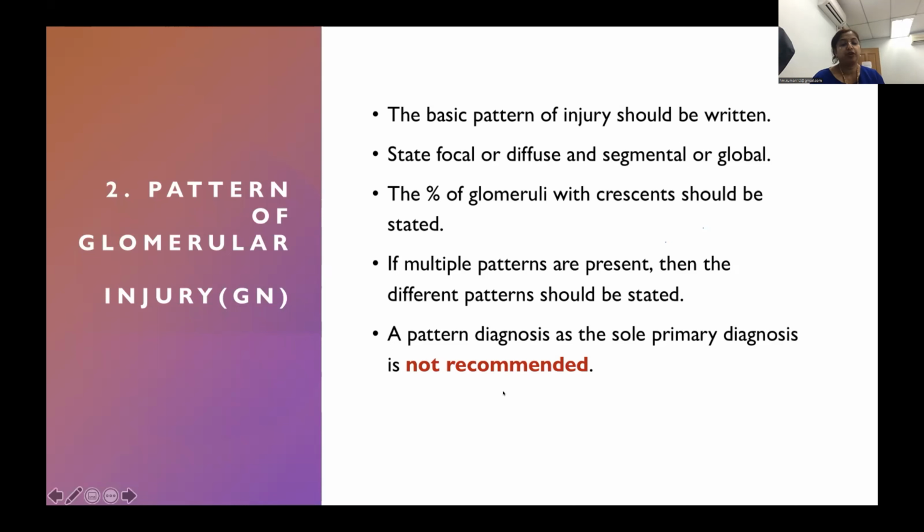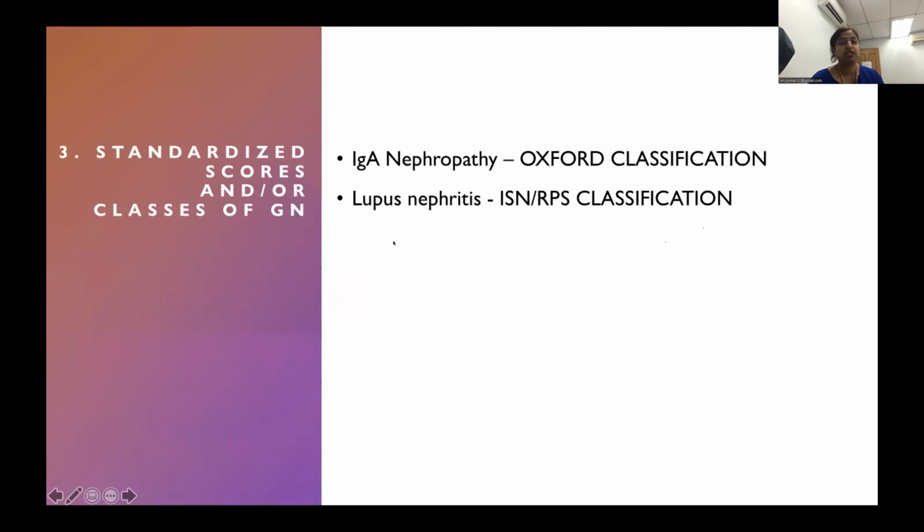Try your best to find out the etiology. This is not recommended. For example, we do often issue this report saying FSGS pattern because we don't have a conclusion. Yes, it is preferably not recommended, especially when we can't come to a conclusion. Try your best to find the etiology.